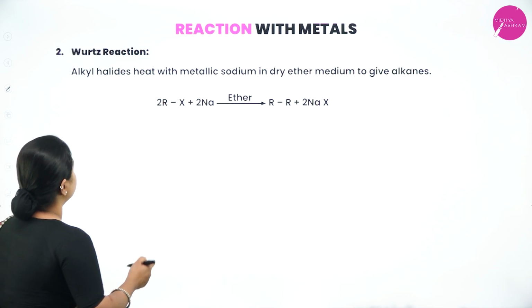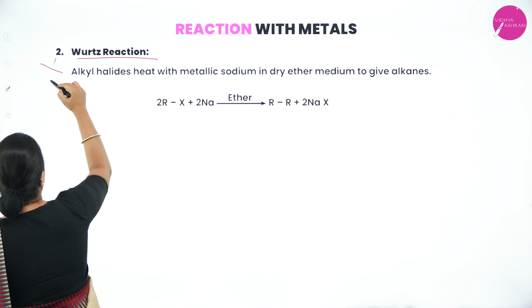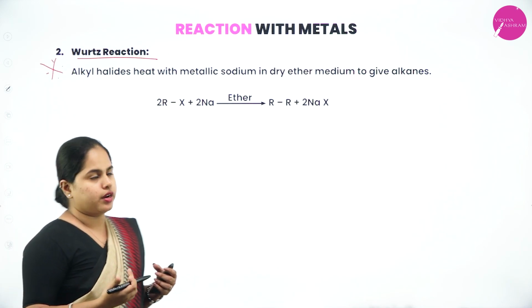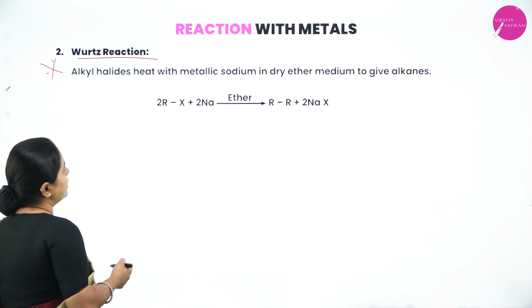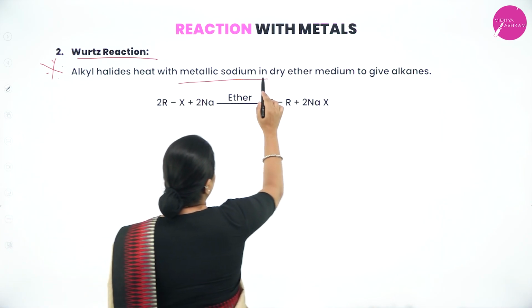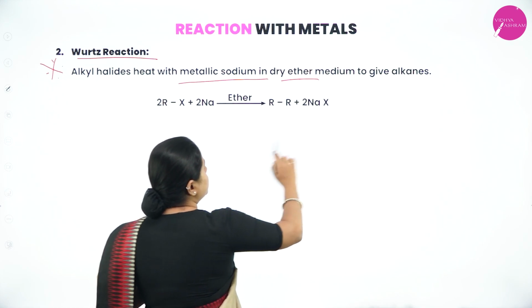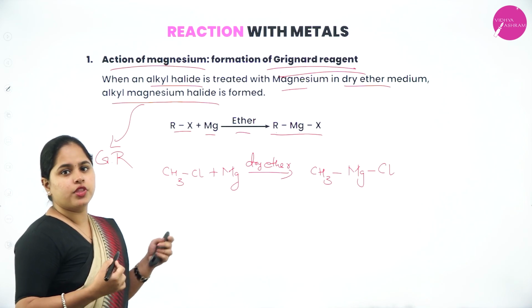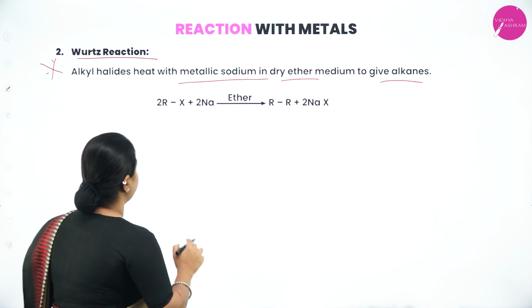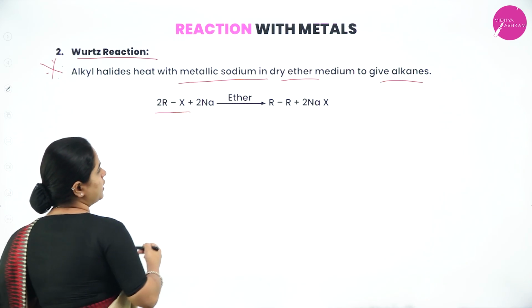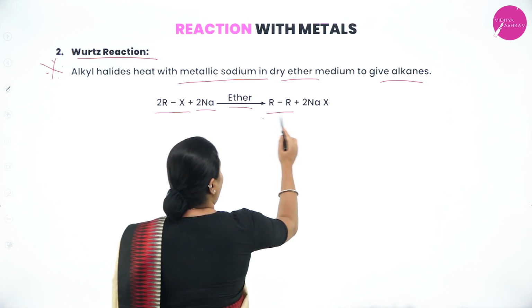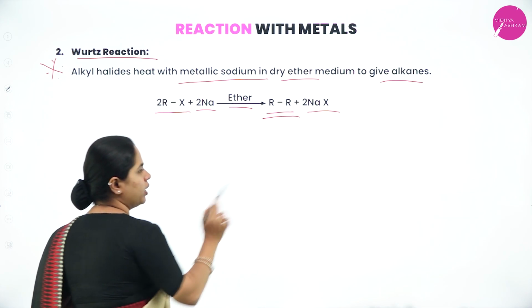Moving on to the next one, that is Wurtz reaction. This is very important. As it is a name reaction, it is a very, very important reaction. Alkyl halides, when heated with metallic sodium in presence of dry ether, will give alkanes. So this was magnesium, now we are using sodium. Two moles of alkyl halide, 2 moles of sodium in presence of again dry ether. What you are going to get is alkane and sodium halide.